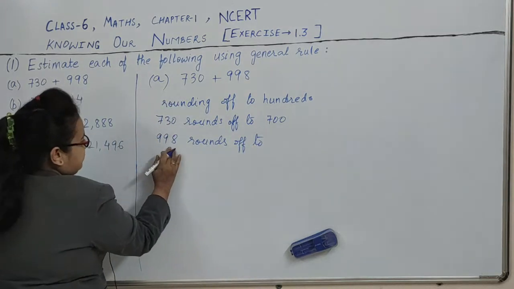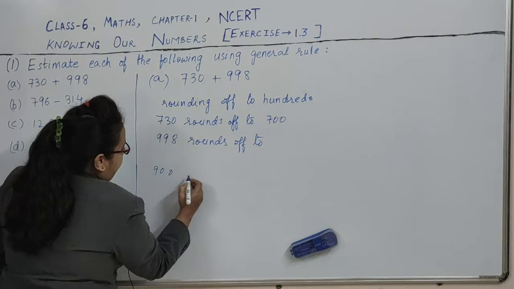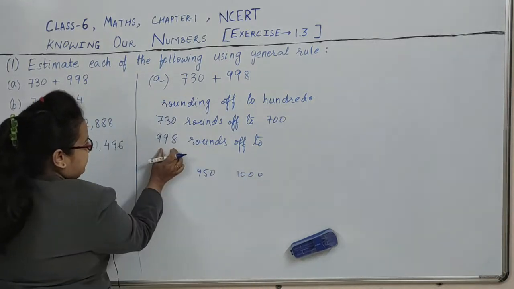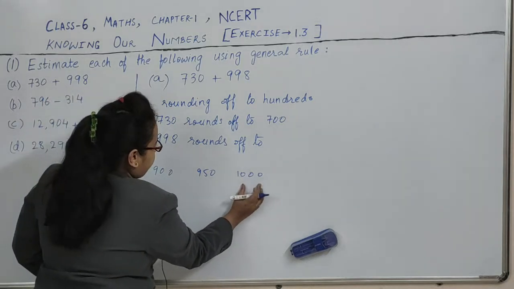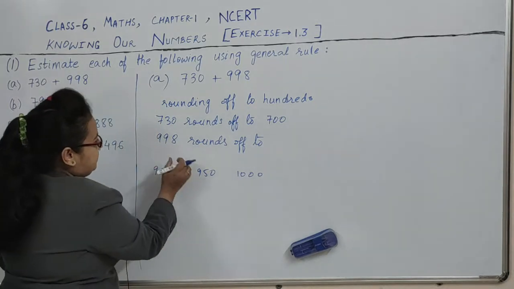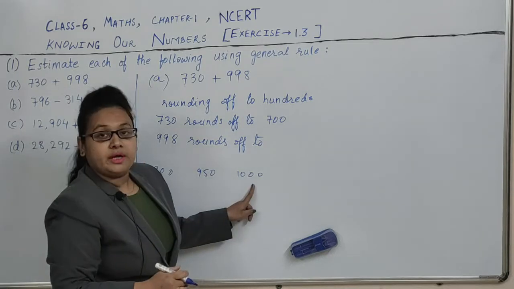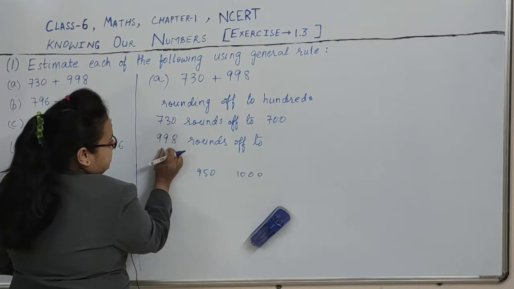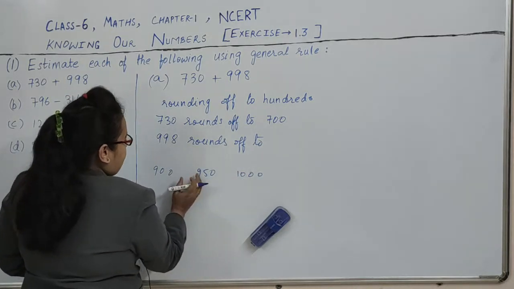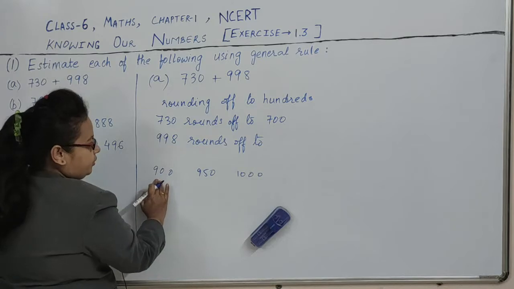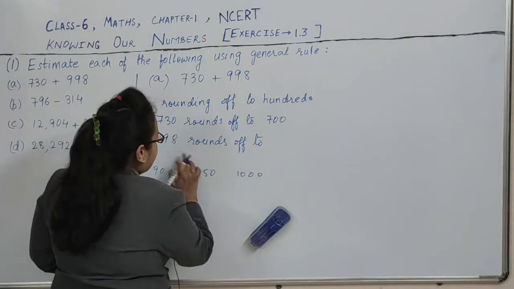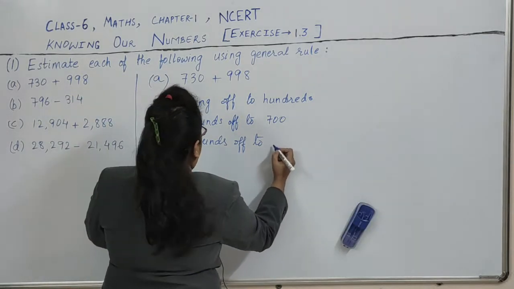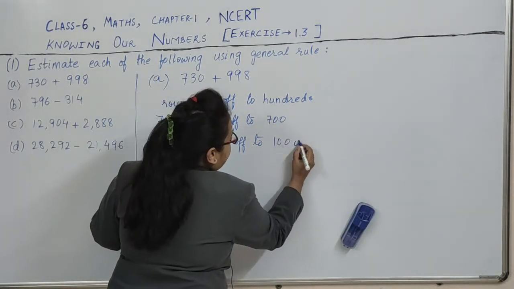how much? See, this number lies between 900 and 1000, right? The middle number is 950. This 998 is much closer to 1000. So this 998 will be rounded off to 1000, because the middle number is 950 and this is closer to that number. It is not closer to 900, it is closer to 1000. So 998 rounds off to 1000.